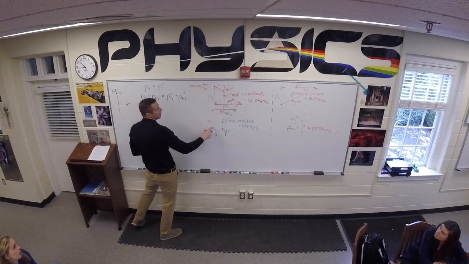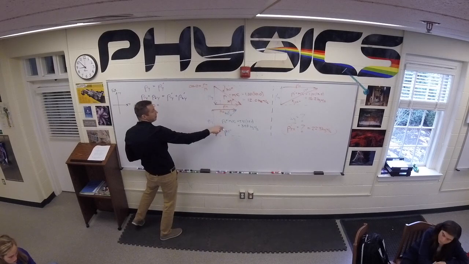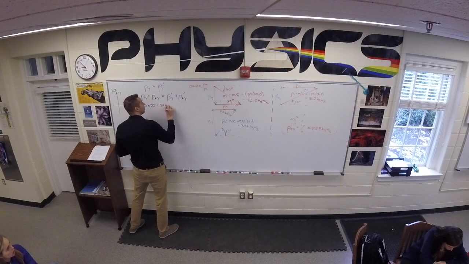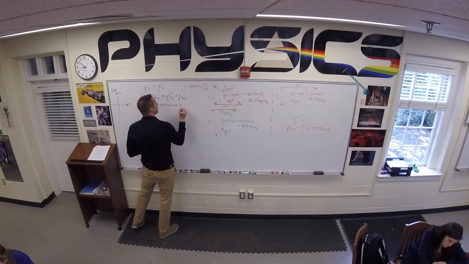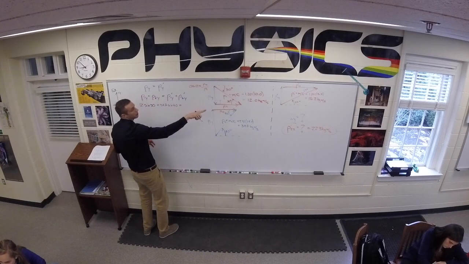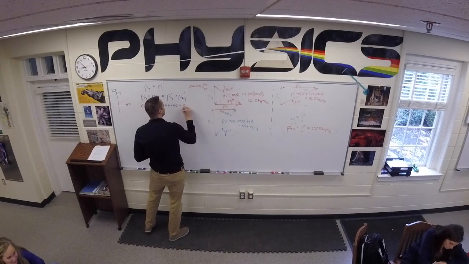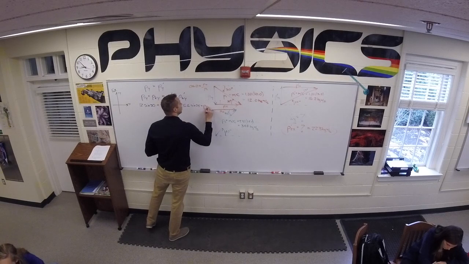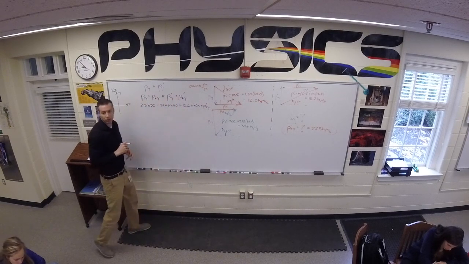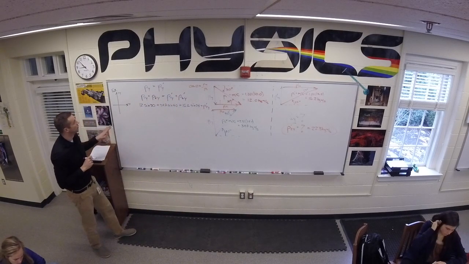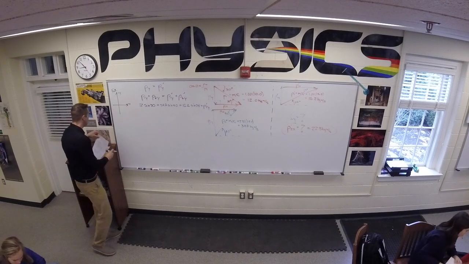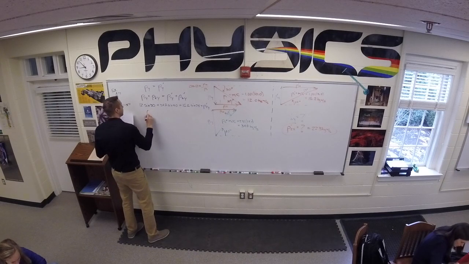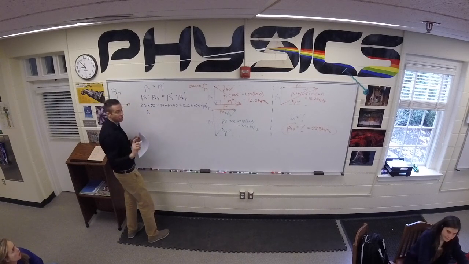P2y is 34.7 times the sine of 40, equal to P1y prime, which is 16.2 times the sine of 25, plus P2y prime. Run all of these numbers. What did you get? P1y, 6. But isn't it going to be negative 6?